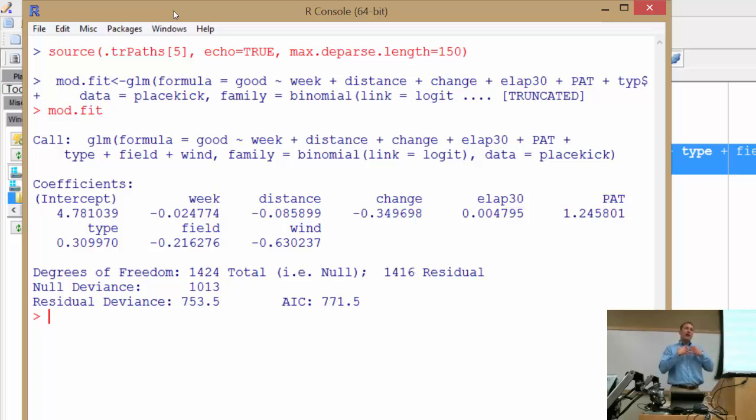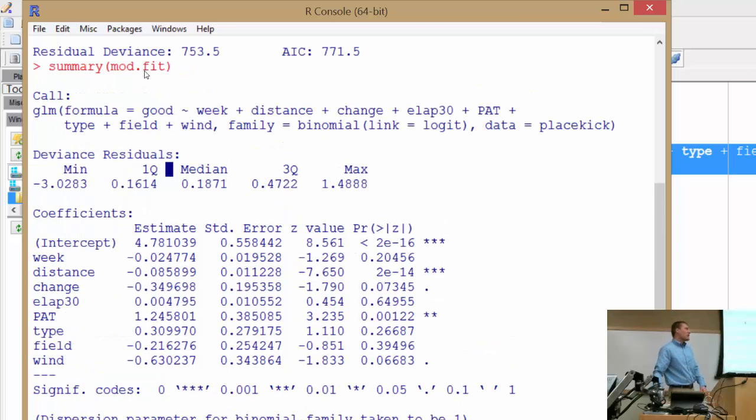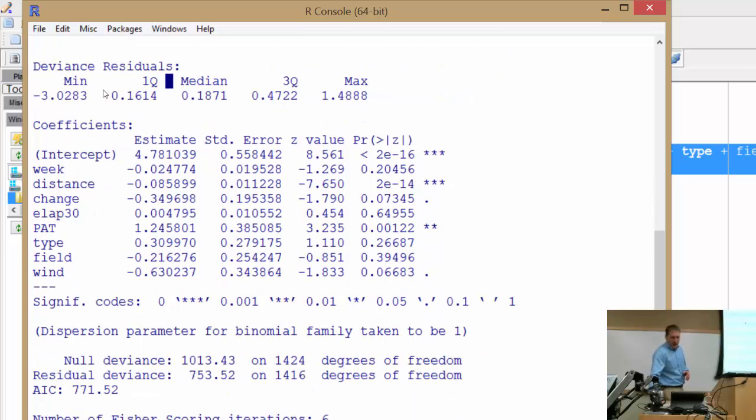We can get a better summary of what's inside this mod.fit by using the summary function. And then we get the usual kind of output that you would expect from using a regular old regression model. In particular, here's a table of coefficients, which again you can see the beta hats. So beta hat 8 is negative 0.63, the coefficient on wind.